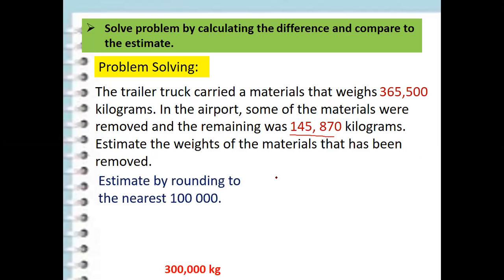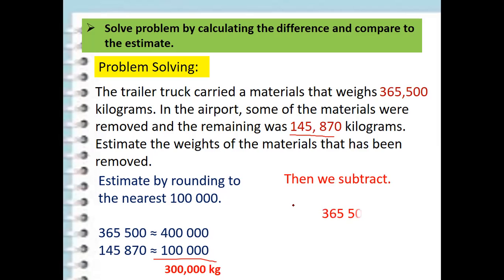So let's start with 365,500. We can round it to the nearest 100,000 because both of the given numbers have 6 digits. So 365,500 can be estimated to 400,000 and 145,870 is rounded to the nearest 100,000. It will become 100,000. So if we subtract, it will give us 300,000 kilograms.